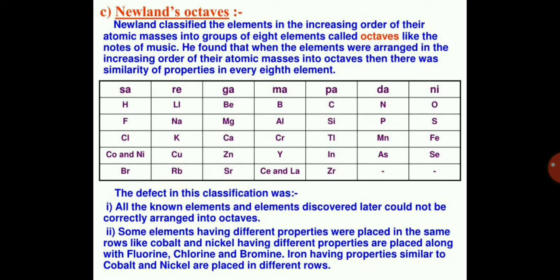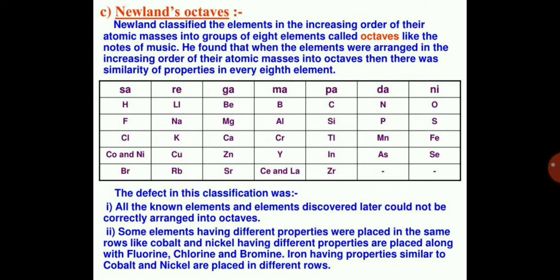He found that when elements were arranged in the increasing order of their atomic masses into octaves, then there was similarity of properties in every eighth element. That is, the first element and the eighth element had the same properties. There was a similarity in the first element's property and the eighth element's property. This was Newlands' law of octaves.